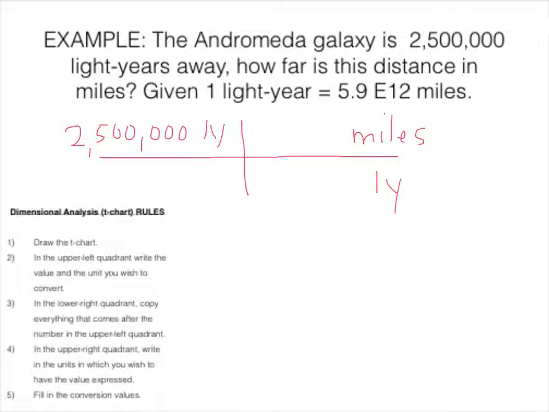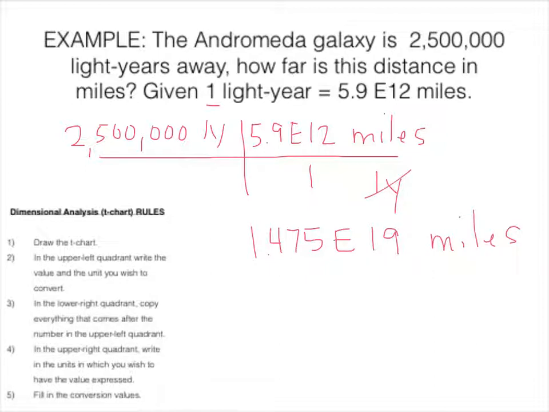So let's fill that in. 1 is in front of light year, so we put the 1 on the bottom in front of our light years unit. And 5.9 E12 miles goes in front of miles. When we put that into our calculator and do our arithmetic, this comes out to 1.475 times 10 to the 19th, E19 miles. Because our light years divide out, and when we multiply 2.5 million times 5.9 times 10 to the 12th, this is the value we get, a whopping large number.